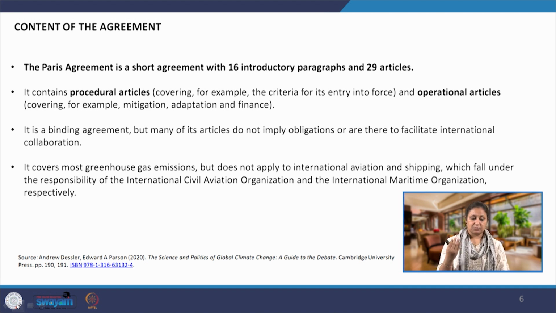So, it contains procedural articles, for example, the criteria for its entry into force, and operational articles, for example, mitigation, adaptation and finance. So, it is a binding agreement. All those who sign it are bound to meet the targets, but its articles do not imply obligations. So, the targets have to be set, similar to Kyoto Protocol, by the country, the party itself, and it also covers most of the greenhouse emissions except the emissions due to aviation.